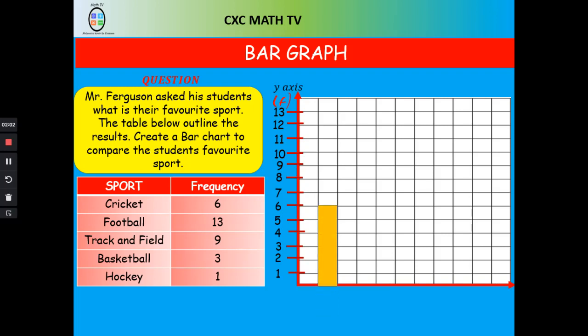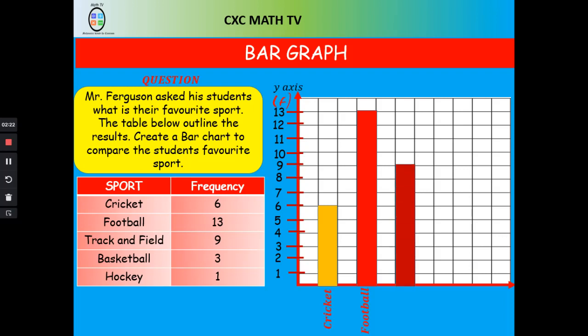Notice the first sport, the frequency was 6. So we draw a bar going up to 6, and then we put the sport name. That was cricket. The next sport is football. So we draw a bar going up to 13, because that's the frequency, and we label it football. Then we do what next? Draw a bar going up to 9, and we label it track and field. Draw a bar up to 3, and we label it basketball. Then we draw a bar up to just 1, and we label it hockey.